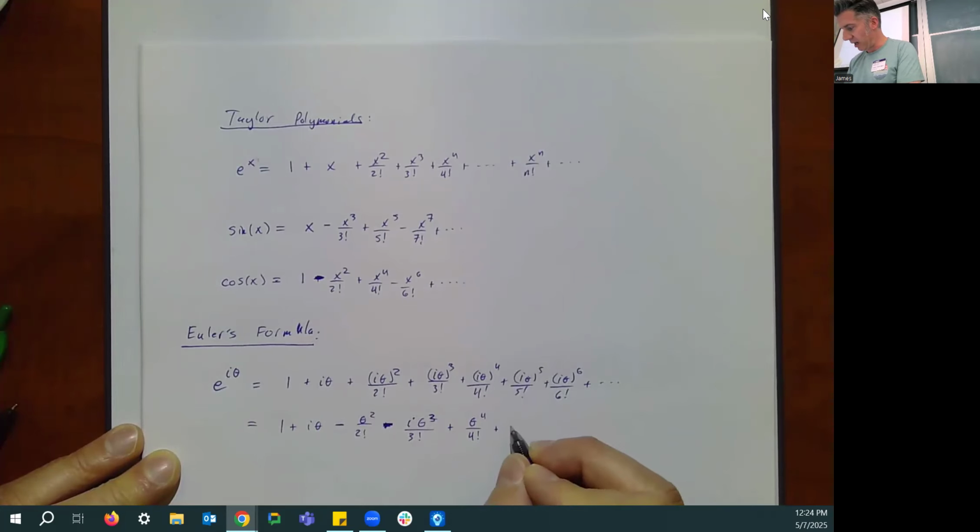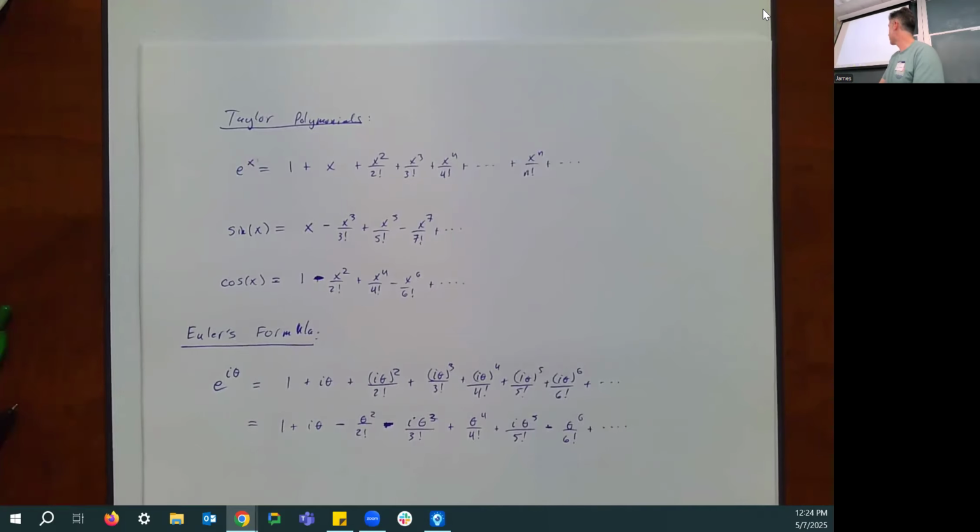i to the 5th is just i, so we get i times theta to the 5th over 5 factorial. And then i to the 6th is going to be -1 times i to the 4th, which is just 1, so we get minus theta to the 6th over 6 factorial. And so on and so on.